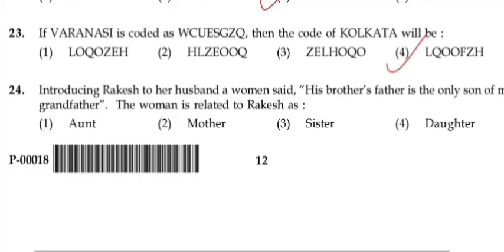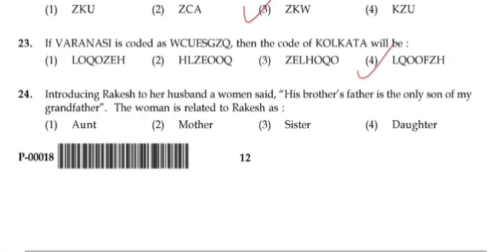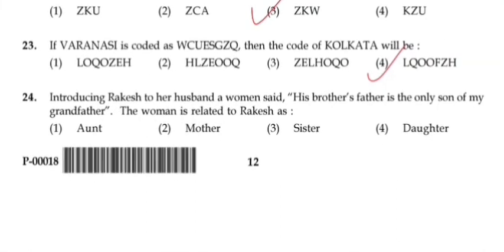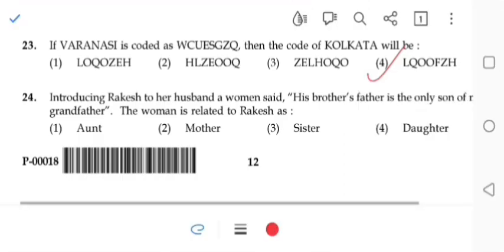24. Introducing Rakesh to her husband, a woman said, "His brother's father is the only son of my grandfather." The woman is related to Rakesh as what? Aunt, mother, sister, daughter. It will be number 3, sister, only sister.